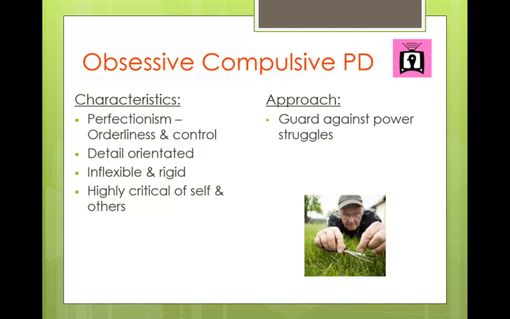OCPD is that these people don't realize that they have a problem or that they're behaving unusually. OCD, they do. They recognize it, okay? So obsessive compulsive personality disorder is best described as perfectionism. They focus on orderliness, and things have to be done a particular way. They're never satisfied, okay?